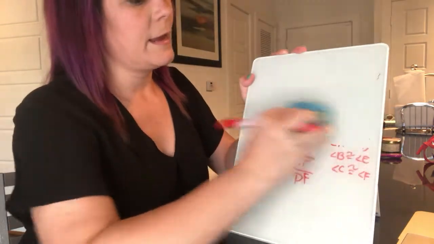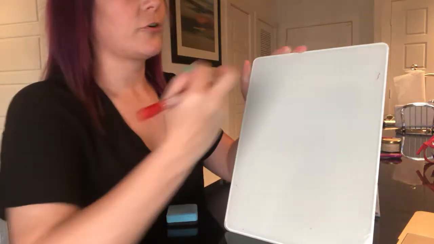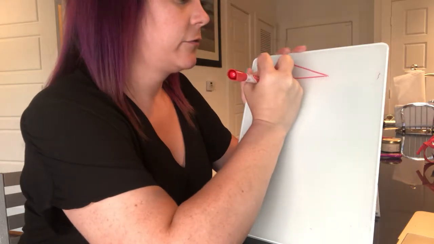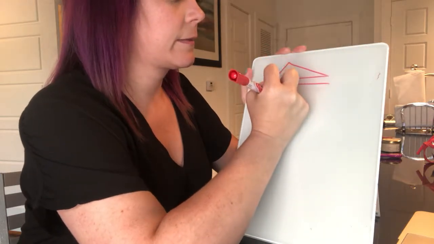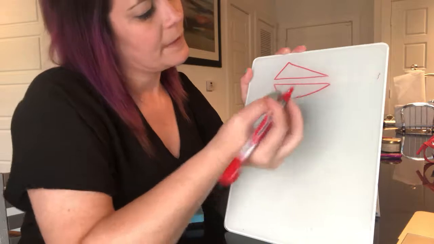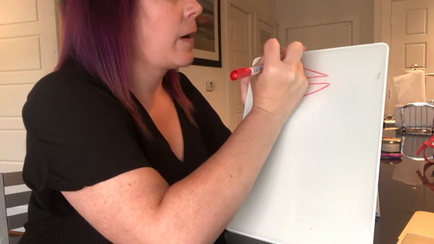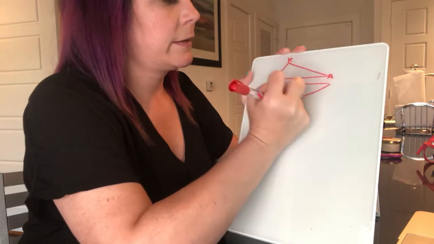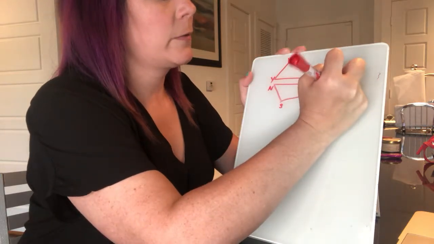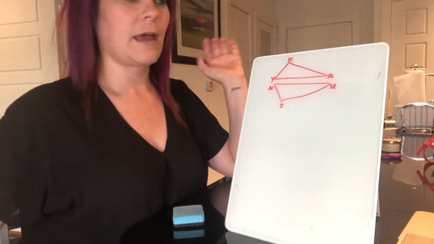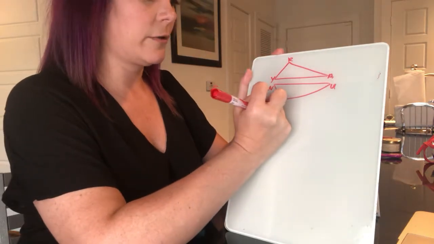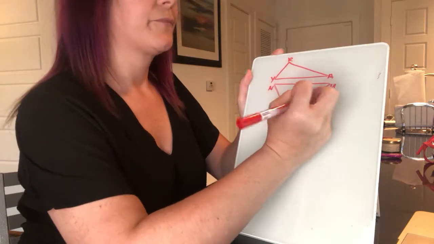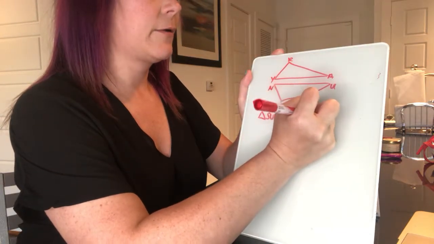Okay, if I say that triangles are congruent, and I'm going to try to do this, R, Y, A, N, S, U. Then I'm stating that triangle SUN is congruent to triangle RAY.